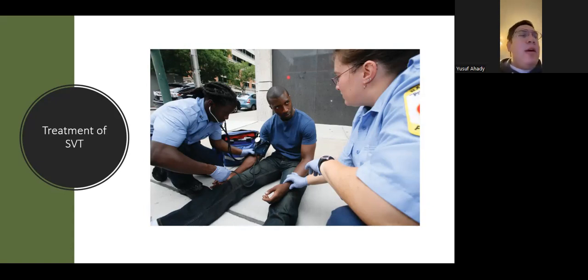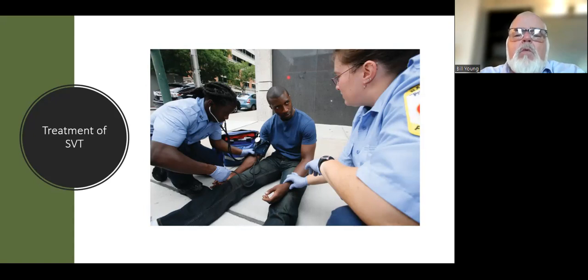No. I think it would be hypotension accompanied with pale, cool, diaphoretic skin, or altered mental status. All right. So the most important word that Yusuf said in that sentence was accompanied. We don't just look at a vital sign and immediately click off a box that says, now we can give drugs or we can give electricity.